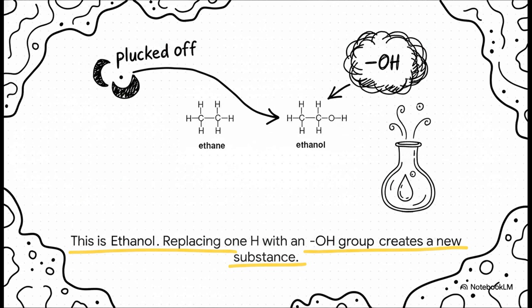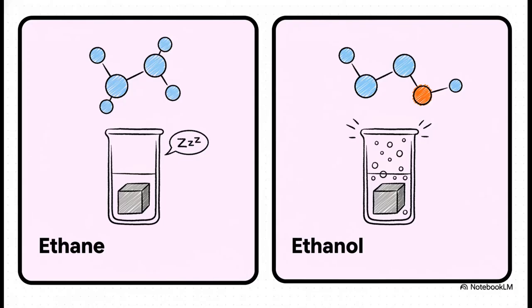We'll take off one of those hydrogens and replace it with this OH group. That's our functional group. And poof, we don't have ethane anymore. We've just created a brand new substance, ethanol. And that one tiny change makes a huge difference.